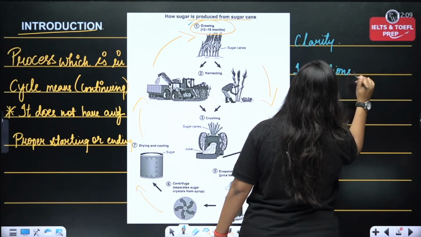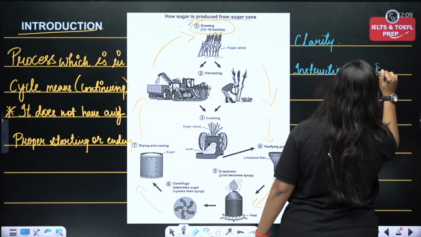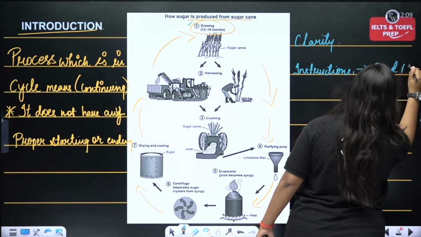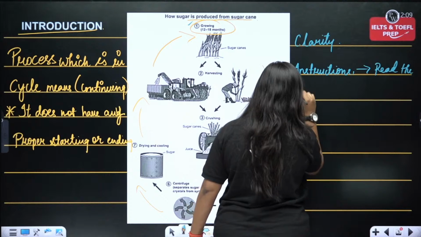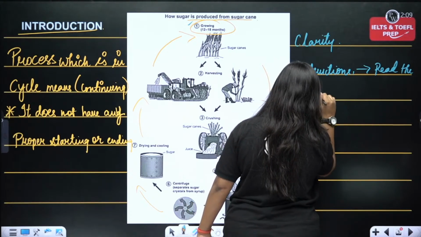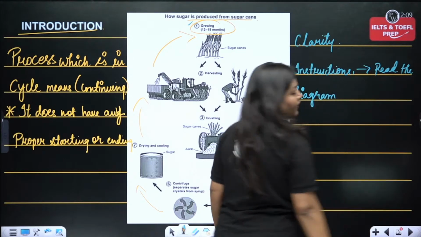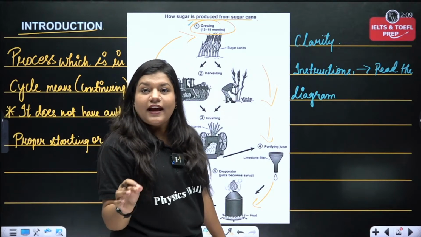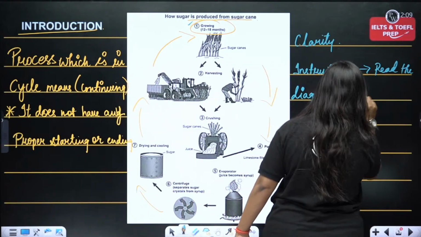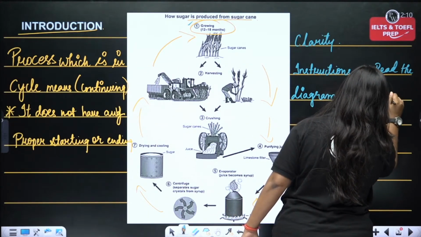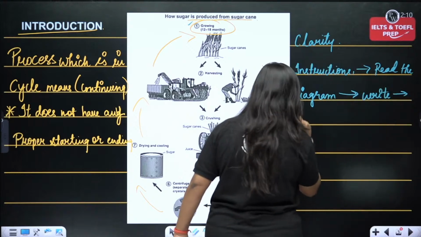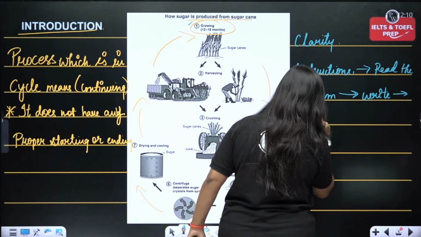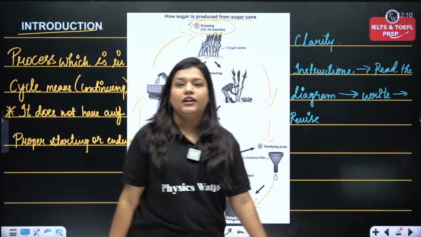Instructions. After instructions you have to read the question. When I say read the question over here, I mean read the diagram. Once you have read the diagram, then you have to write your response and then you have to revise it. That is your entire procedure, something that I have already told you.